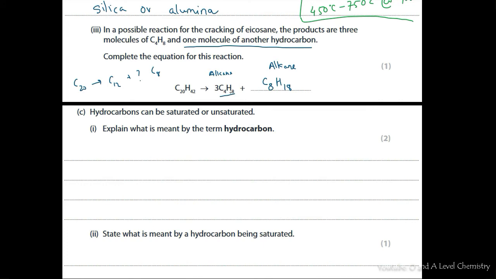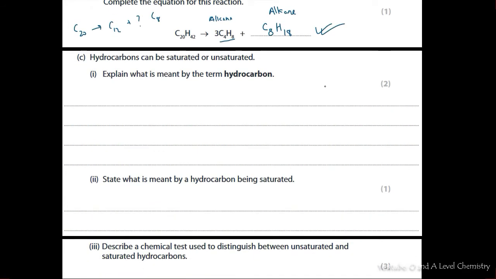So you can see that you have 24 hydrogens on this side, 8 times 3, 24, and you have 18. When you add them up, you would end up with 42 hydrogens. And you have 12 carbons on this side, 8 carbons on this side. When you add the carbons up, you would get 20 carbons. So you're good.